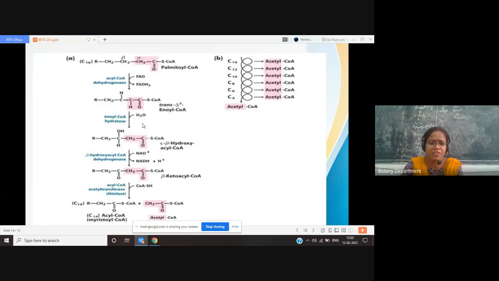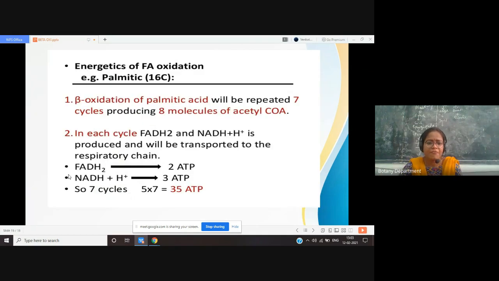Here, in the first reaction FADH2 is produced, in the third reaction NADH2 is produced. FADH2 gives 2 ATP, NADH2 gives 3 ATP. So in total 5 ATPs are produced per cycle. So 7 cycles means 5 into 7, 35 ATP. Is that clear?